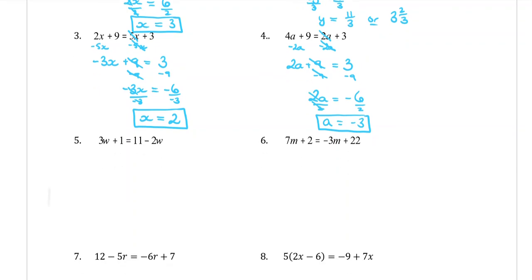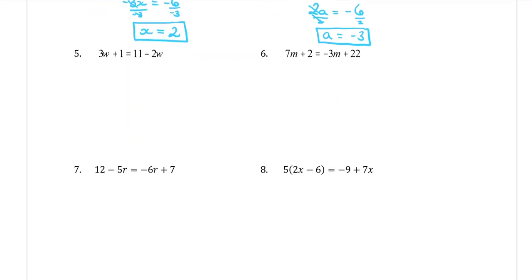All right, let's do a couple more together then. Question 5, yes. 3w and minus 2w. This is a little bit different because that's a minus 2w. If I want to get rid of this term, what is the opposite? So I'm going to plus 2w here and on the other side to cancel off those 2w's. Now I'm adding 3w plus 2w makes 5w. I still have the 1 and that's equal to the 11.